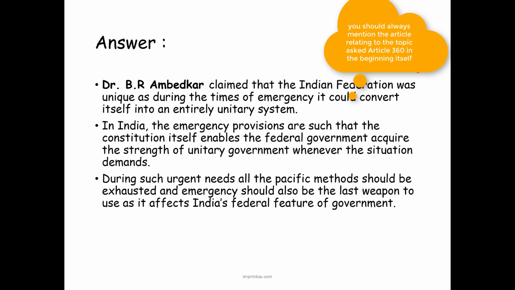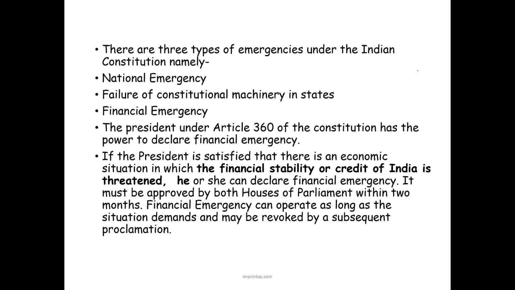B.R. Ambedkar claimed that the Indian Federation was unique, as during times of financial emergency, it would convert itself into an entirely unitary system, right? So in India, the emergency provisions are such that the constitution itself enables the federal government to acquire the strength of unitary government wherever the situation demands. The idea is that all passive methods should be exhausted, and emergency should be the last weapon, as it affects the federal nature of the government.